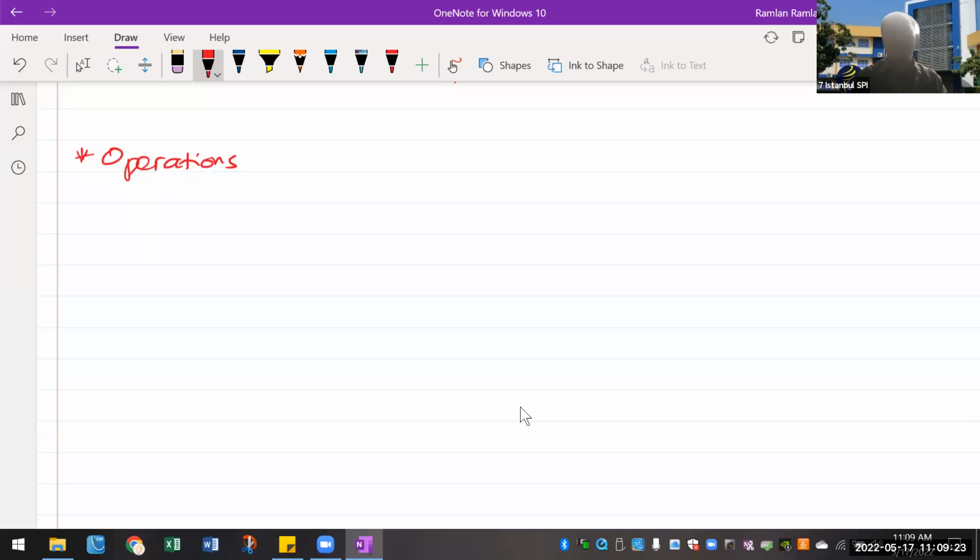Operation of sets. So we're talking about operations in mathematics, right? We have addition, subtraction, multiplication, division, so we have what we call the arithmetic operations. Here, sets also have operations. Yes, we have operations of sets.